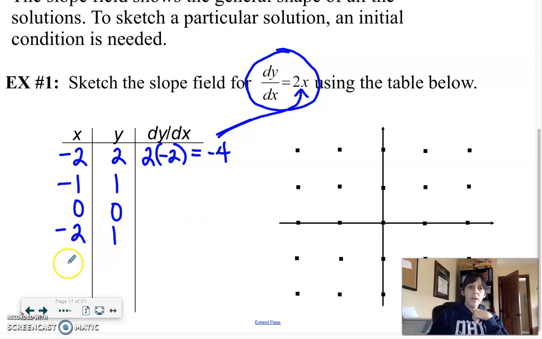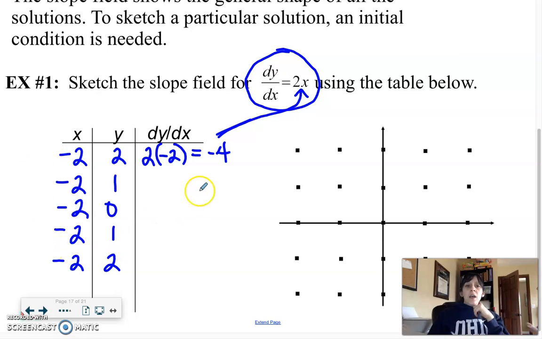I don't know why I chose to write it in this order. That was crazy. So let me go back and make this more organized. So I would need negative 2, 2, negative 2, 1, negative 2, 0. Basically every ordered pair on that graph, I would need to find the slope at that location. This XY table is not really necessary because the equation is just 2 times the value of x. So I don't know that I really need to write it in a table, but I'm doing that for you just to give you a visual.